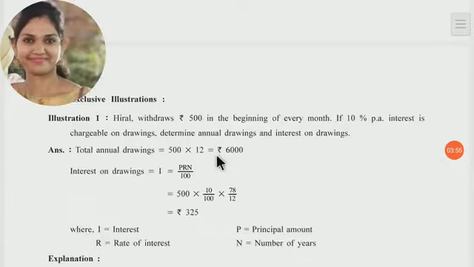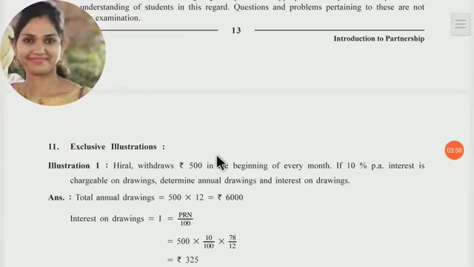See, come to page number 14 in the textbook. Exclusive illustration. Very first, we will see the exercise sum. But first, example number 1 is something different from the exercise, so first we see this.